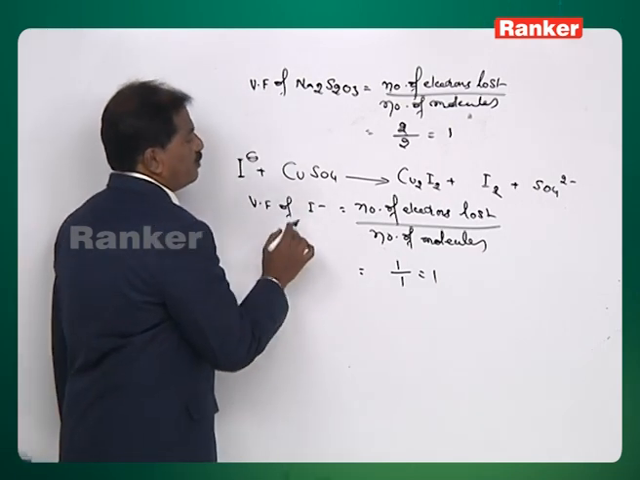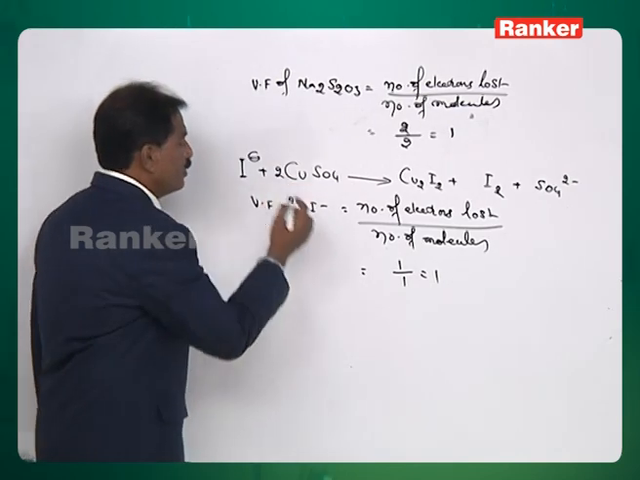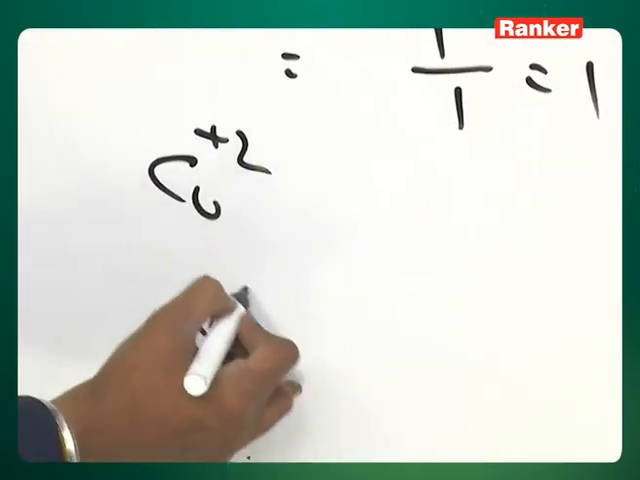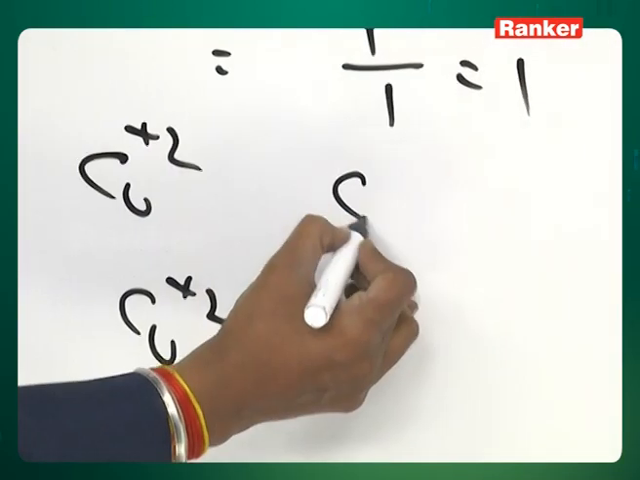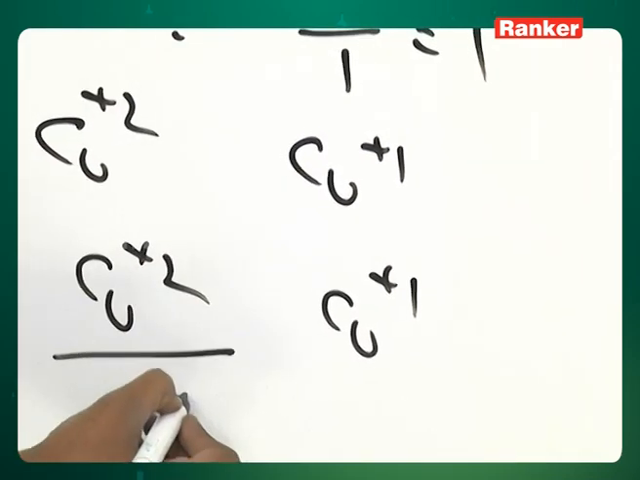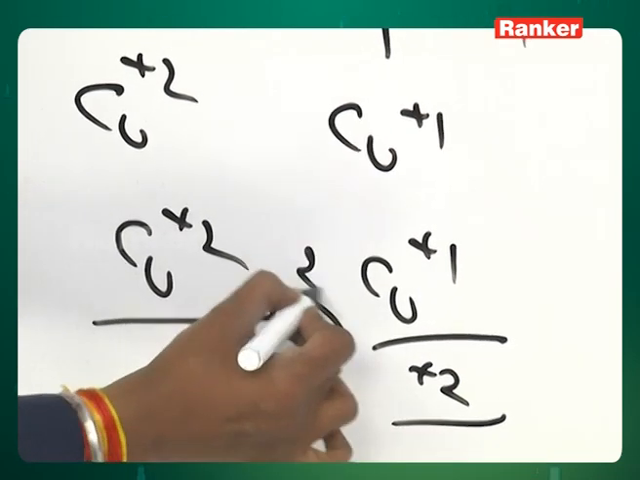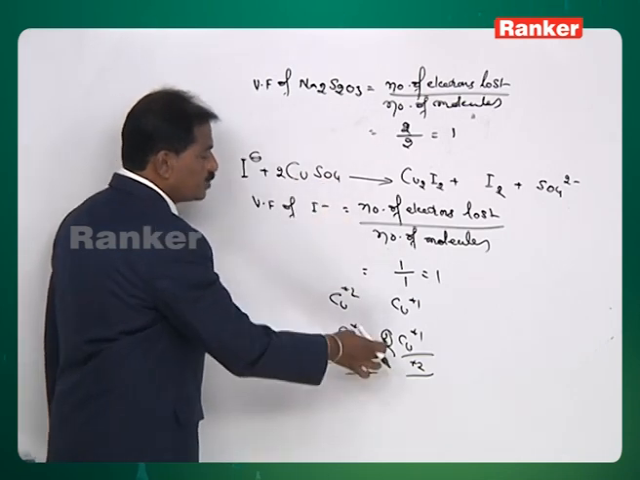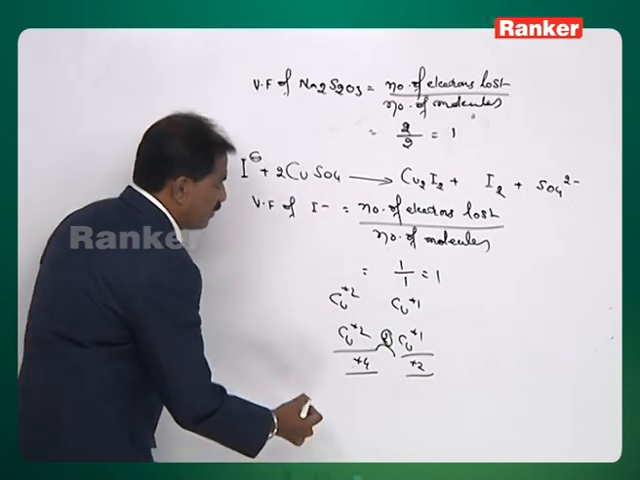Next for copper. For copper, we have to balance these copper atoms first. Here on the reactant side, we have 2 copper atoms. Each copper is in +2 oxidation state. On this side, the 2 copper atoms came here. The oxidation state of each copper is +1. Therefore, total oxidation state here is +4. Here total oxidation state is +2. So the difference is 2 units. That means this copper sulfate is gaining 2 electrons. So how many molecules are gaining 2 electrons? 2 molecules.